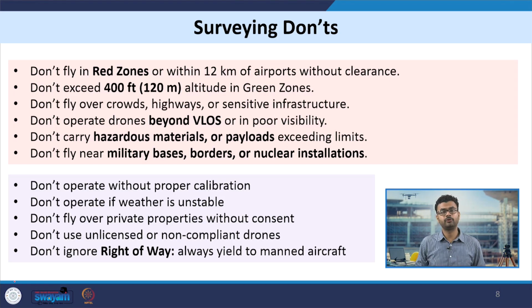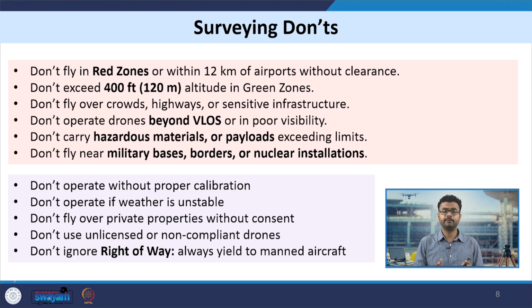The things that we should not do during surveying: do not fly in a red zone or within 12 km of airports without proper clearance. Don't exceed 400 feet or 120-meter altitude in green zones. Don't fly over crowds, highways, or sensitive infrastructure. Don't operate drones beyond visual line of sight or in areas with poor visibility. Do not carry hazardous material or payloads which exceed the drone limit.